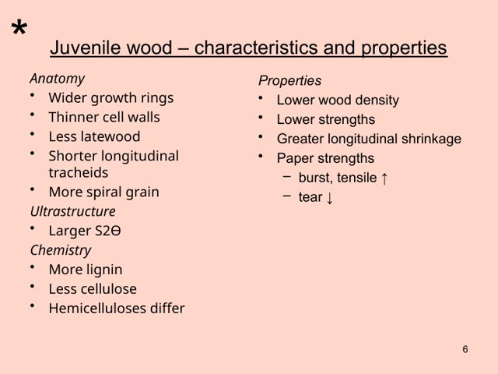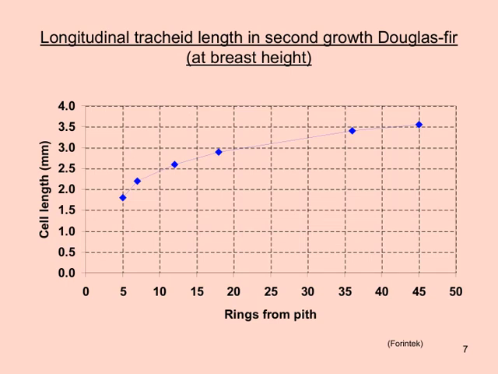Now, let's take a closer look at slide 7, which focuses on the longitudinal tracheid length in second growth Douglas fir at breast height. As you can see, this data comes from Forintech, and it helps us understand some important structural characteristics of the wood. The length of these tracheids is crucial because it directly influences the wood's strength, stiffness, and how well it performs in various applications. Longer tracheids typically mean better bonding and stronger wood, which is essential for structural uses.